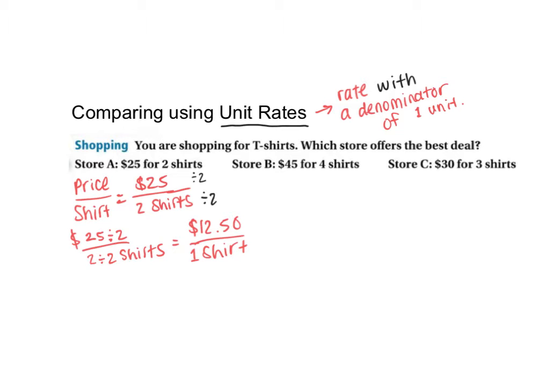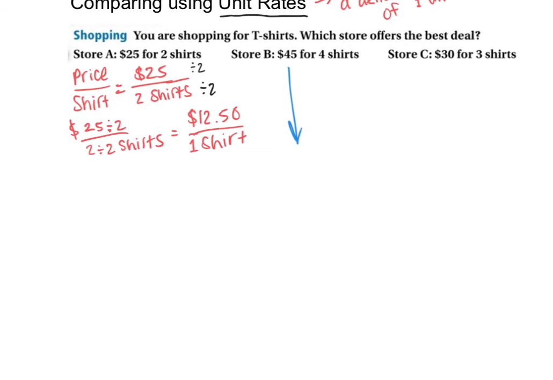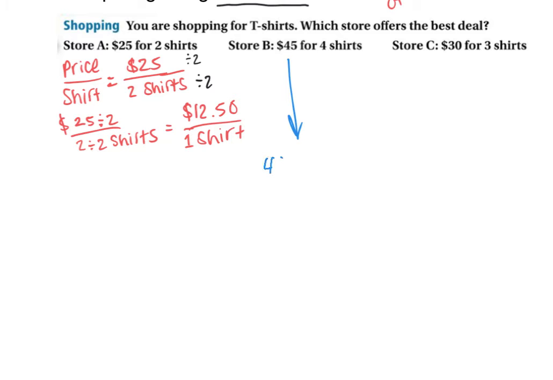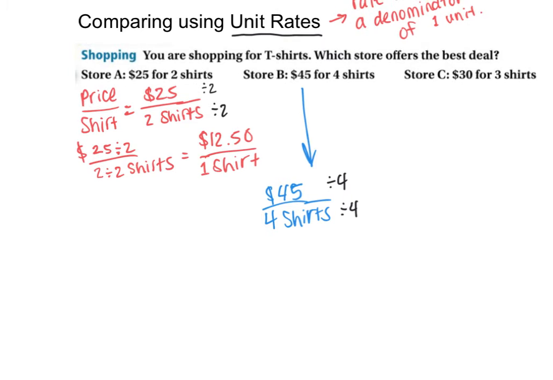We're going to do the same thing for store B. So for store B, we've got $45 for 4 shirts. Okay, so we have to divide the top and the bottom by 4. Why are we doing this? Because we want to find out what each of them costs per shirt. So what is store A offering as their price per shirt? What is store B offering as their price per shirt? And what is store C offering as their price per shirt? That's how we can compare all of them.